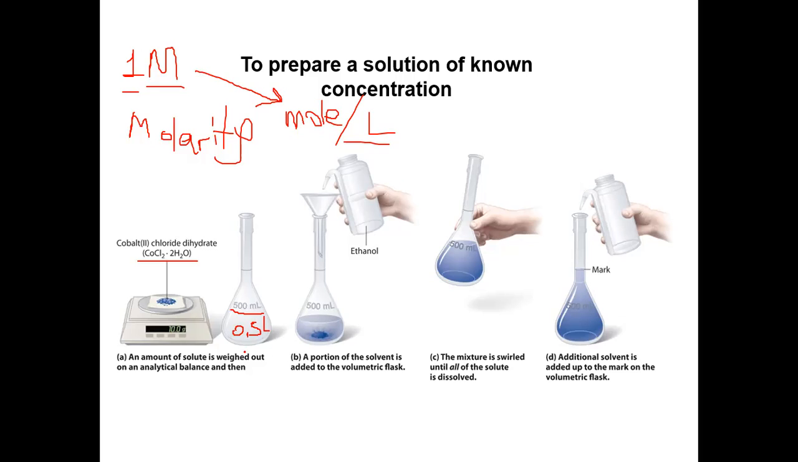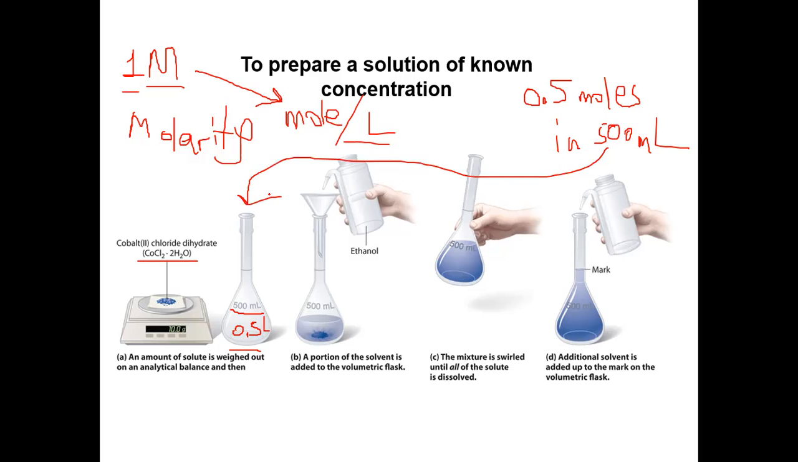Also, we know that we have only a half-liter volumetric flask. So it means that if we have 1 mole in 1 liter, we should have 0.5 moles in 500 milliliters, because we have only a 500 milliliter volumetric flask. So we need to take half a mole of cobalt chloride. Then we will calculate how much this half mole is in terms of mass, because we need to measure it on balances, right? So we just calculate the mass of cobalt chloride, then we measure it on balances.